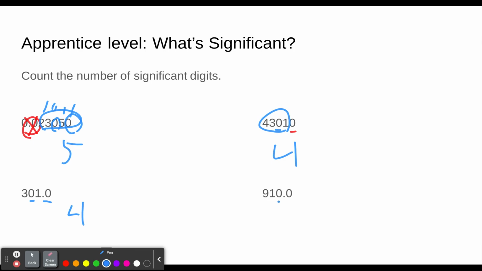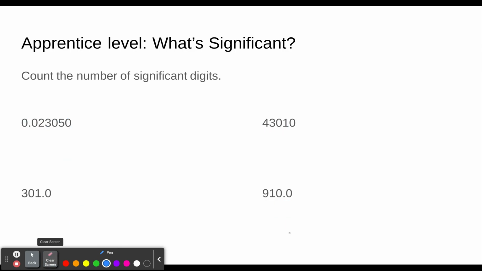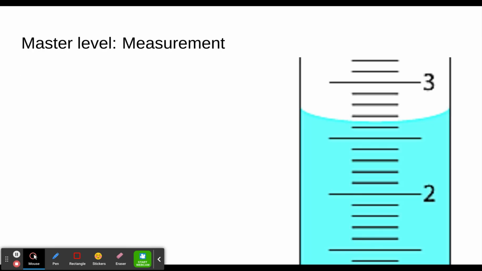All right, we have a decimal point, so that means trailing zeros are significant, and so all of those are significant, all 4, 9, 1, 0, 0. And that's what you do on the apprentice level. Count the significant digits, following the rules for the zeros, and you will complete the apprentice level. Now, moving on to the master level, it's about measuring.